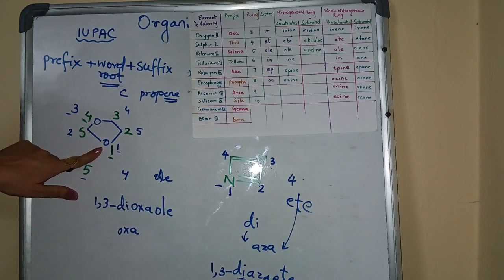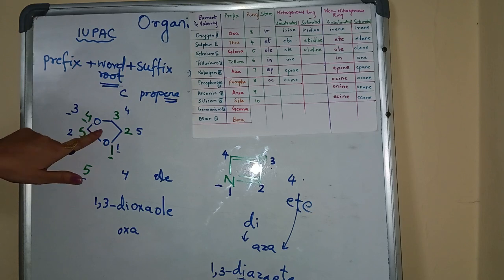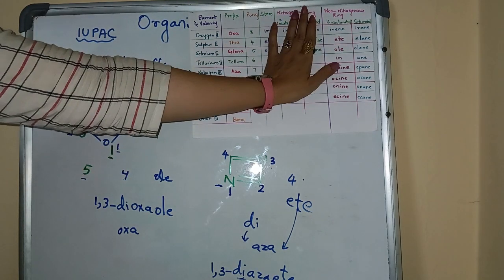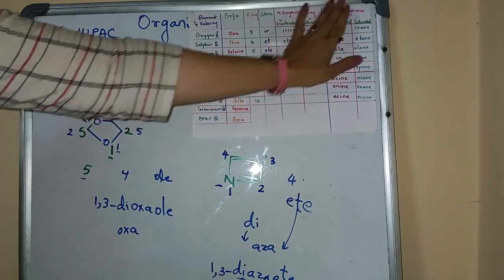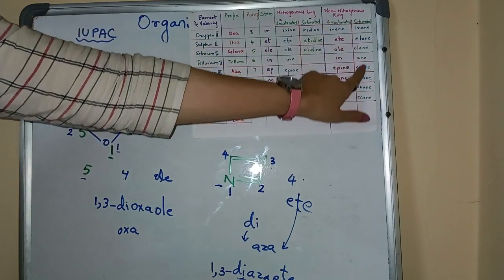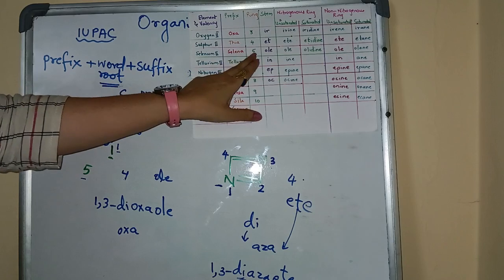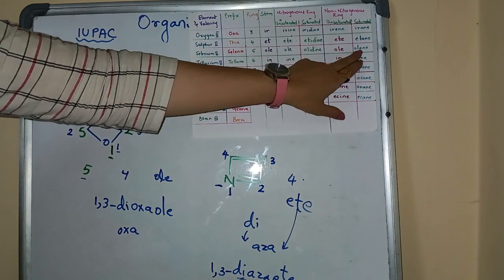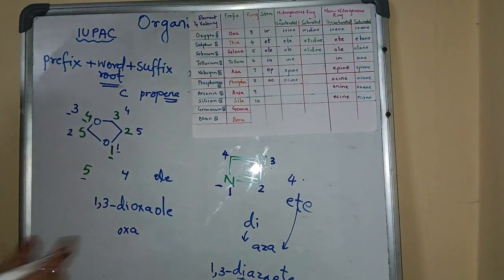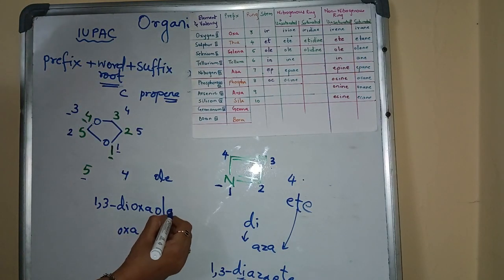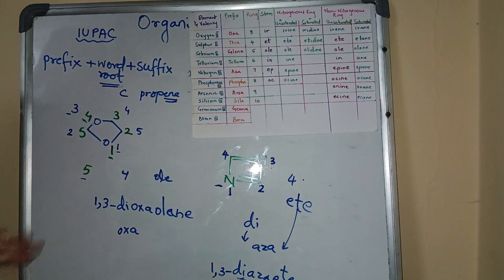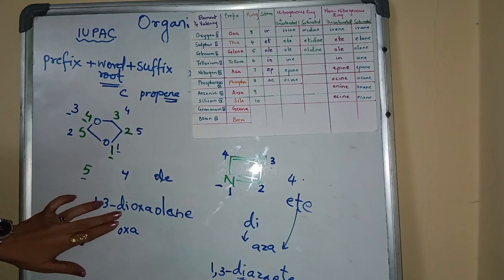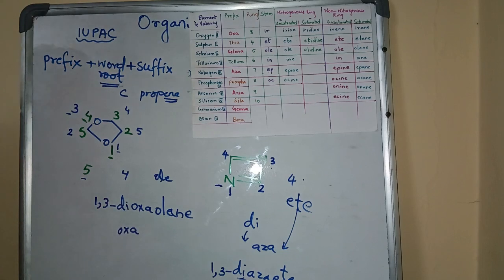It is a saturated compound, but it does not have nitrogen. So we refer to the table which does not contain a nitrogenous ring. This table we have to refer to, and the saturated ring. For a 5-membered ring, it will be olane. So our stem will be completed with olane. So the name is 1,3-dioxaolane.